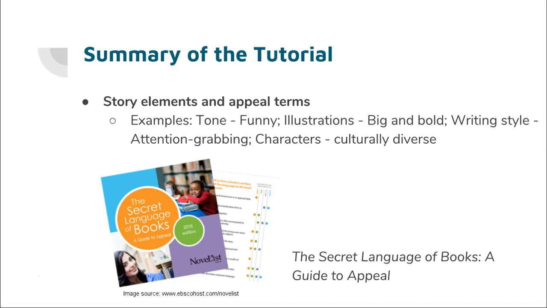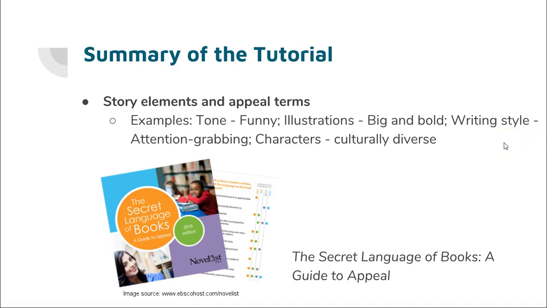NoveList assigns appeal terms to each of these story elements for every book in its database. Whether a student likes funny, fast-paced mysteries, or a teacher is looking for a tender story with spare text for a storytime session, the appeal language in NoveList helps librarians identify exactly those books that will best meet anyone's reading needs. I've provided a few other examples here too.